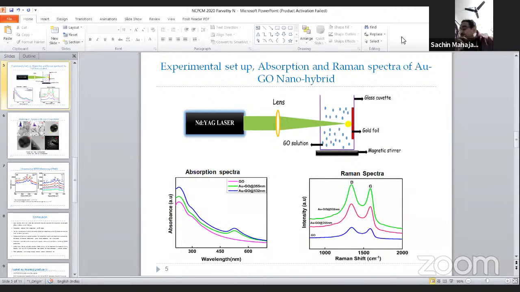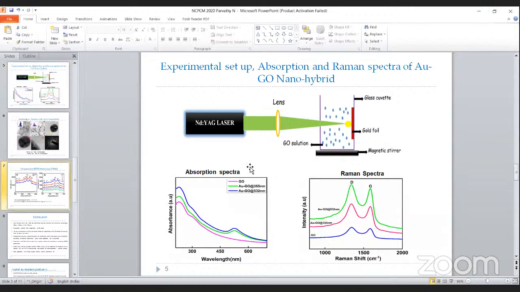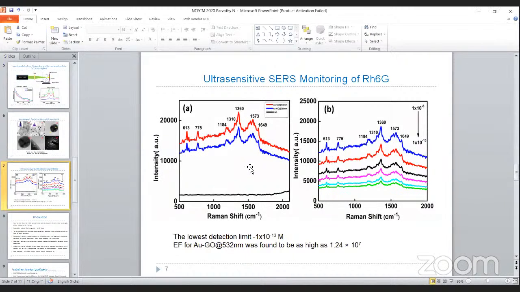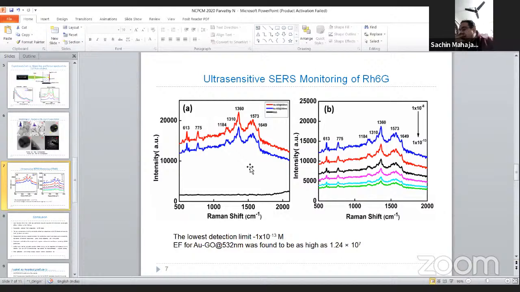Okay, there are so many peaks you have observed from 500 to 2000 in the Raman spectrum, the surface enhanced spectrum. So what is the interpretation of this? Oh, okay, sir. I'll tell you. We can see 613, 775, 1184, and all these peaks up to 1650, which are the well-defined peaks of the rhodamine 6G molecule.